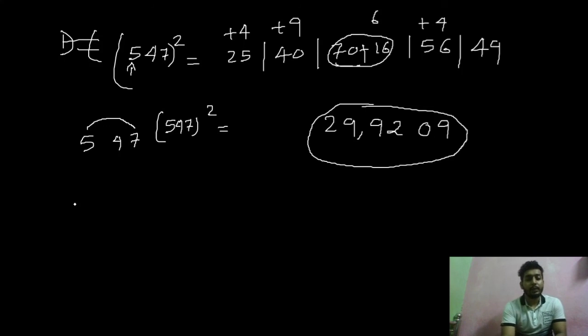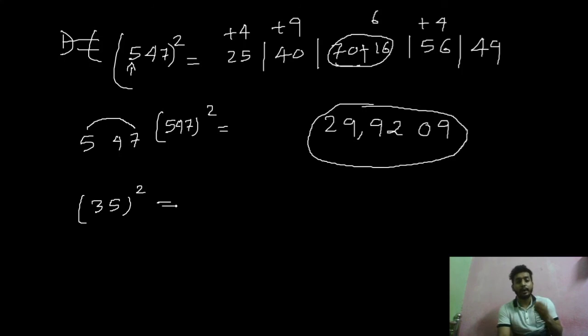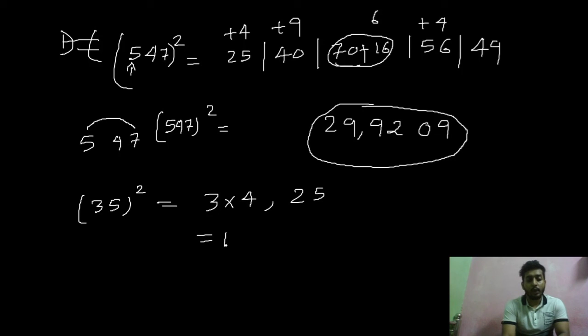For example, take the special number, suppose 35 square. In the previous video we have discussed how to find the square of such special numbers where the last digit is 5. So in the previous video we discussed that the square of 35 will be 3 into 4 comma 5 square 25, that is 1225. This is the square of 35. If you don't remember the special formulas, we can apply the duplex method to find this type of square also. So verify the result by using the duplex method.